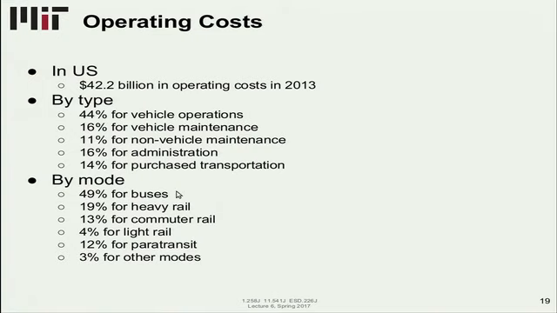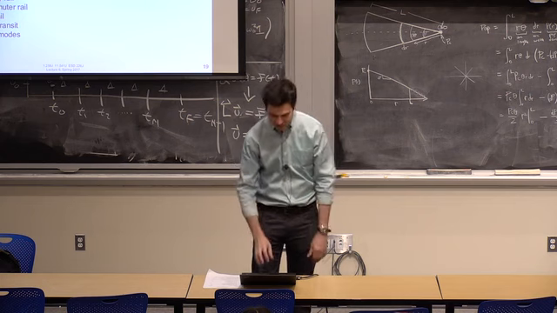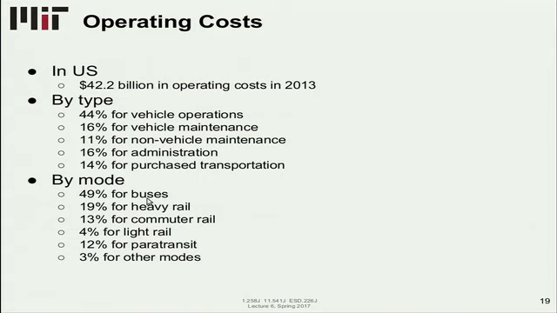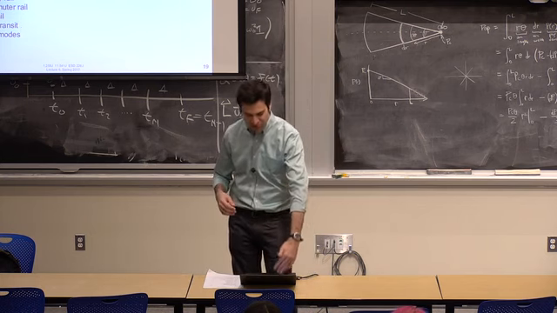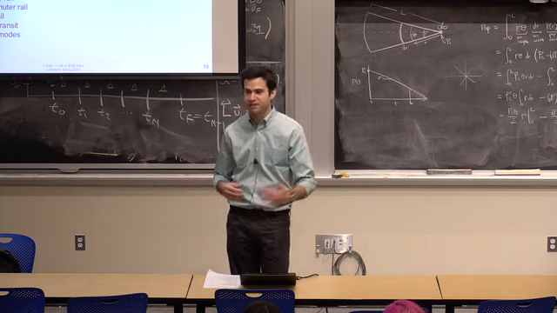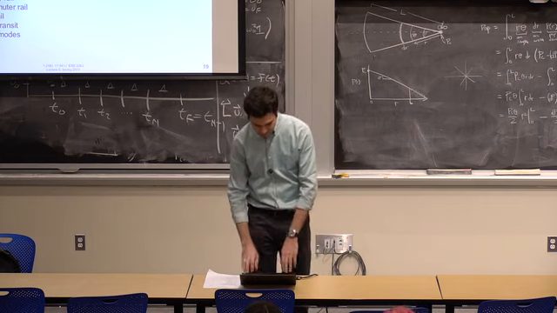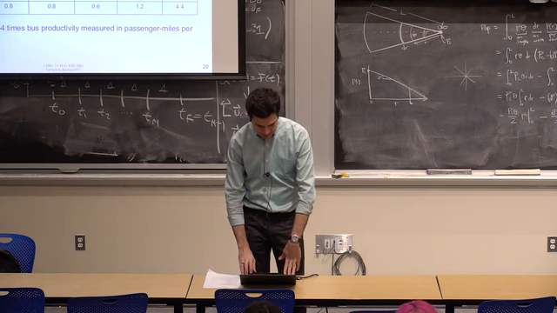Okay, by mode, about half is spent on buses. Makes sense because there are more bus systems, and even in cities that have rail, the bus systems are quite large and they cover a wide area. About 20% in heavy rail, 13% commuter rail, and much less on light rail. Paratransit is about 12%, 3% for other modes. Other modes is things like ferries, and other modes are not included in the traditional bus, heavy rail, commuter rail, light rail.